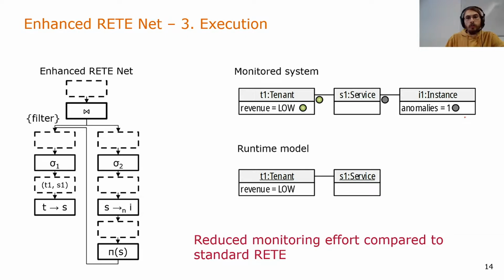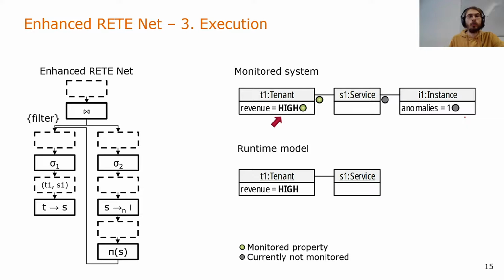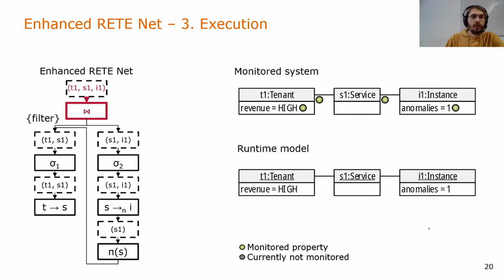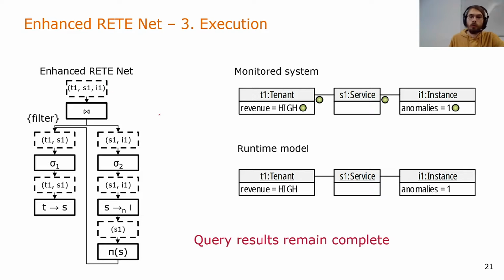However, this does not compromise the completeness of the overall query results, as we can see when the revenue of the tenant switches to high. This causes the propagation of this tuple T1S1 through the selection node and then the projection filter, at the end of which our new local navigation node extracts the connection between the service and the instance. In the end, the net therefore correctly produces the overall result.